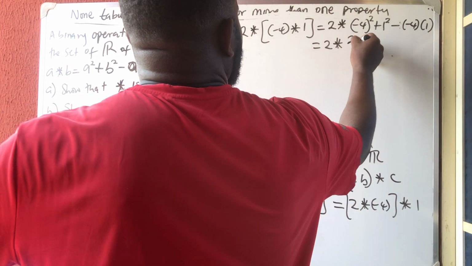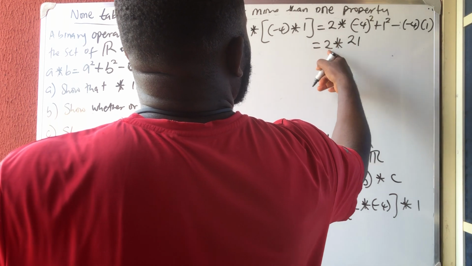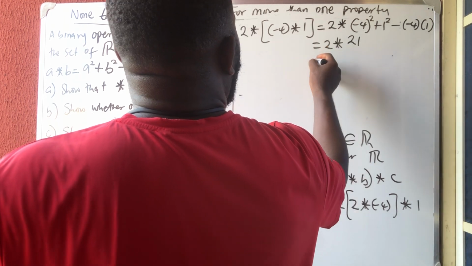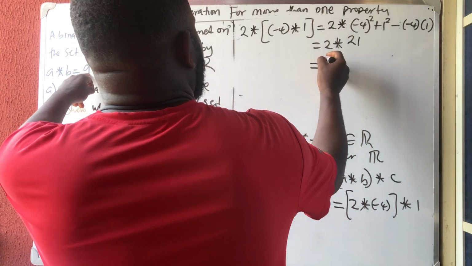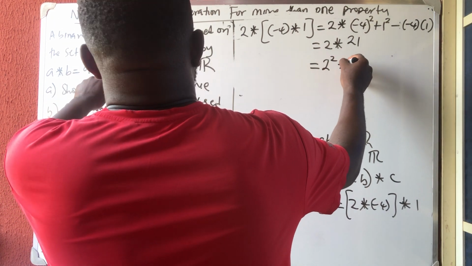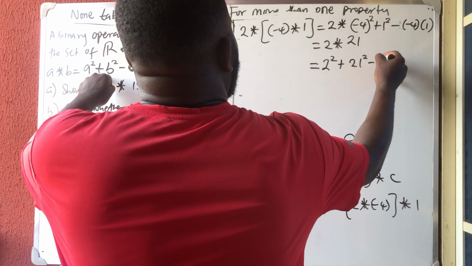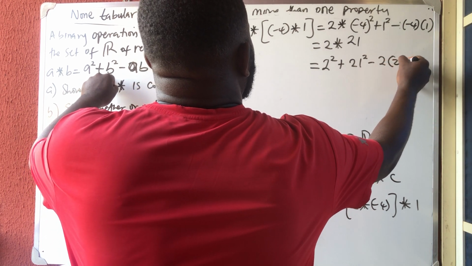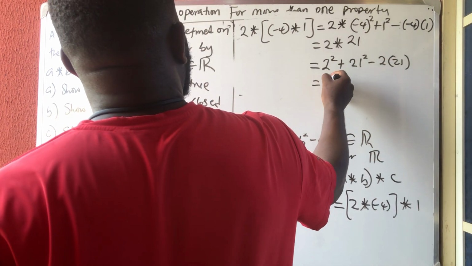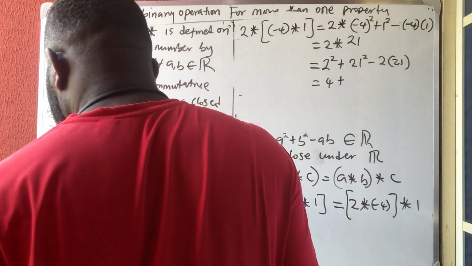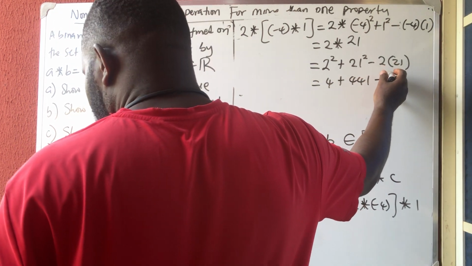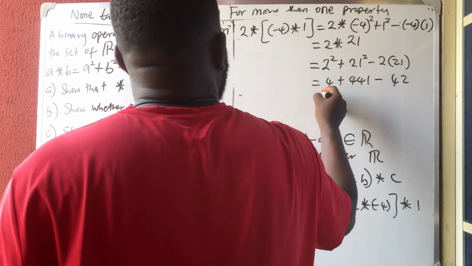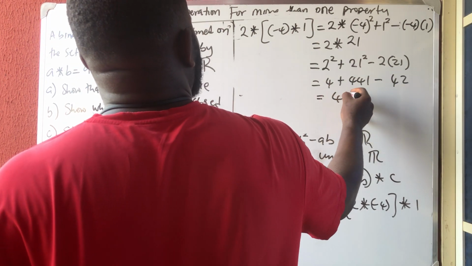So I'm having 21. So let us now work on 2 star 21, using the same formula. That is 2 squared plus 21 squared minus 2 into 21. Which will give you what? 2 squared is 4 plus 21 squared is 441, then 441 minus 2 times 21, which is 42. So if you do everything, you are getting 403.